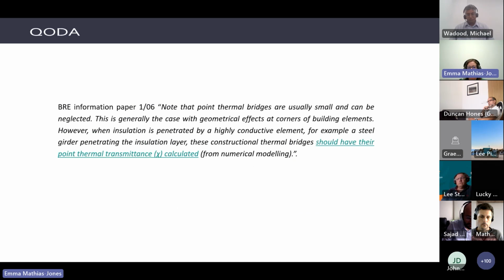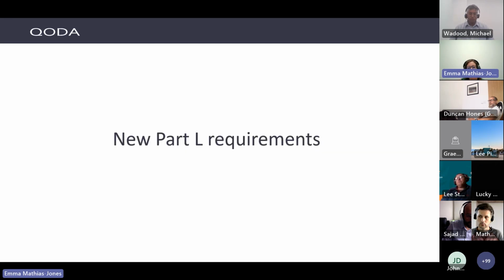Point thermal bridges typically are a lot lower than your linear thermal bridges, but they're becoming increasingly a concern, and you should always include them if you've got highly conductive elements through your insulation layer. So for example, here it's got a steel girder, and you've got to calculate those chi values. If you're looking at steel, that's probably a 3D thermal bridge that you'd need to model to calculate the heat loss for that. Something to keep in mind.